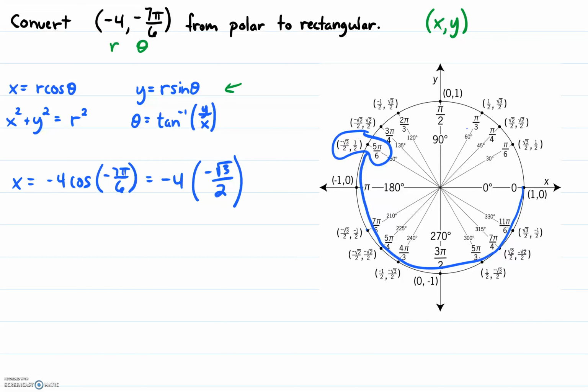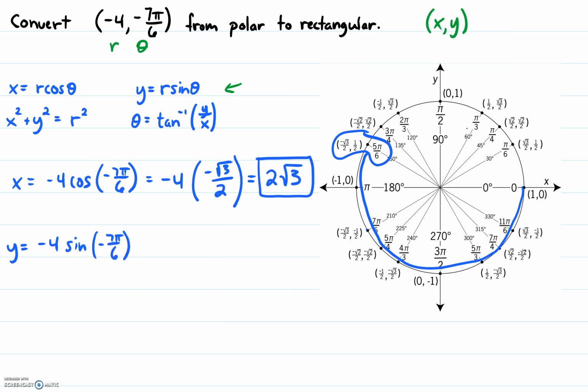And then we just want to solve as much as we can. The -4 in the numerator and the 2 are going to cancel each other out, giving you -2 times -√3. The two negatives will cancel, giving us 2√3. That's going to be our x coordinate for our rectangular version of this point. So we're going to do the same thing for the y value. Our y is equal to r sine theta, and so that's going to be -4 sine(-7π/6).